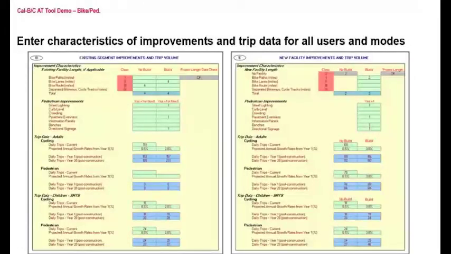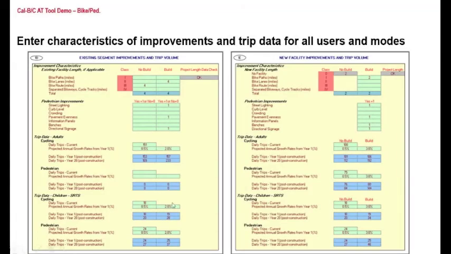The second page is where we enter information about the trip characteristics for users. The kinds of trip characteristics you'd enter are information about the facility. And by the way, this should look very familiar to what you saw in the CalBC model. You start with information about the design of the facility, then you start talking about the people who are using the facility. How many of them are there?